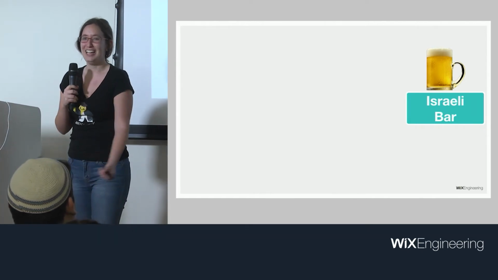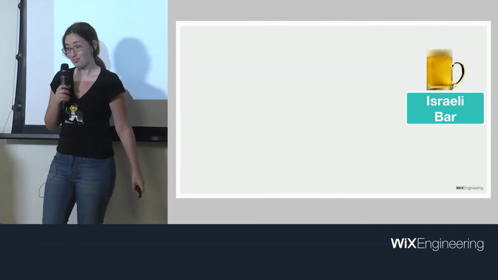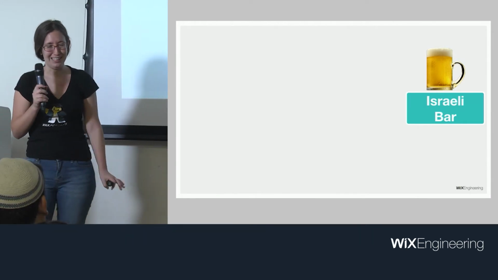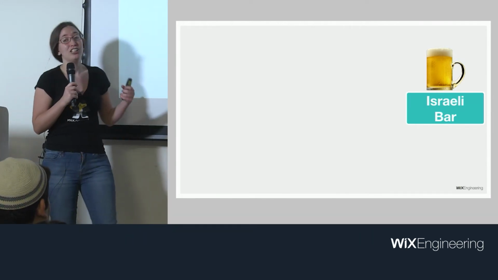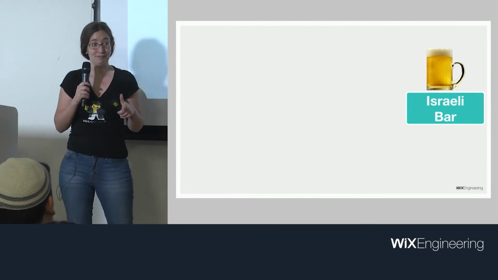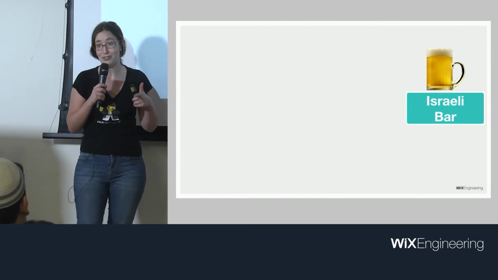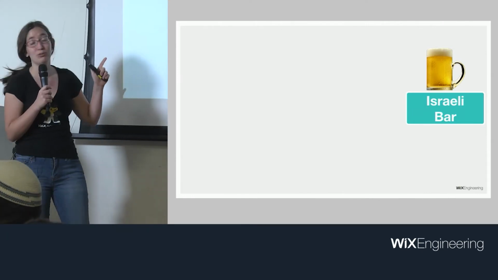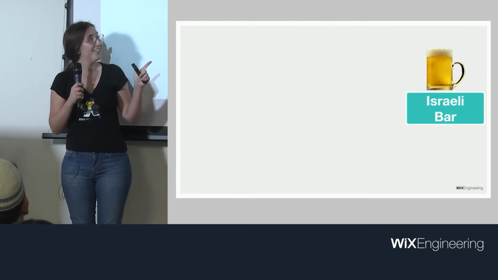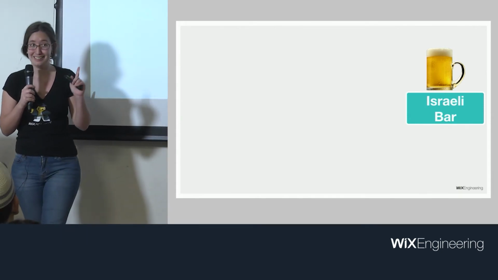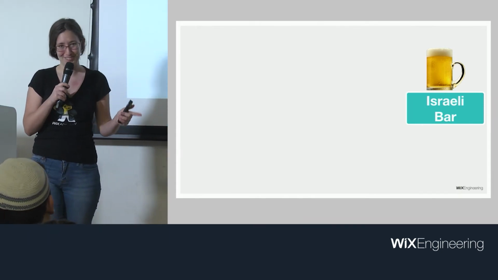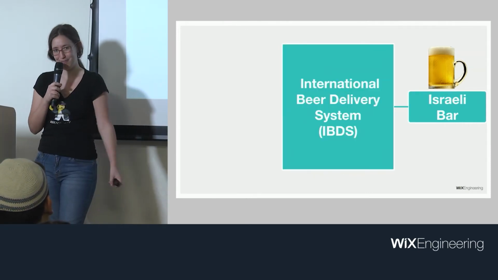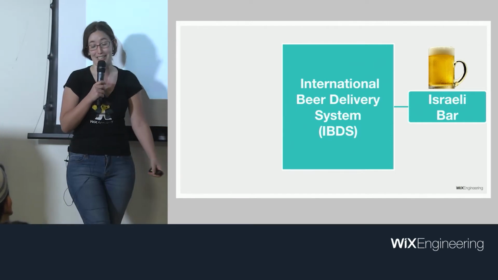It came to be because of our nice Israeli bars. Everybody here loves to drink beer. I don't know about everybody here. Most people like to drink beer. And we like it to be good beer and cheap beer. The latter is very, very hard to get in Israel. But yeah, Wix Meetup is a great place to get cheap beer. But I'm not here to solve the second problem. I'm here to solve the first problem, getting good beer. That's why the IBDS came to be. It's supposed to send beer to the Israeli bars.